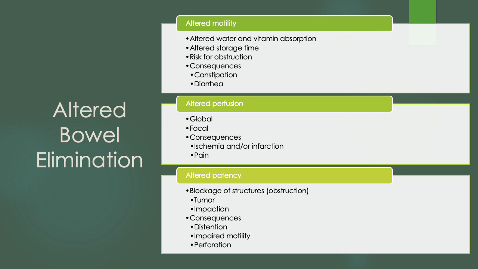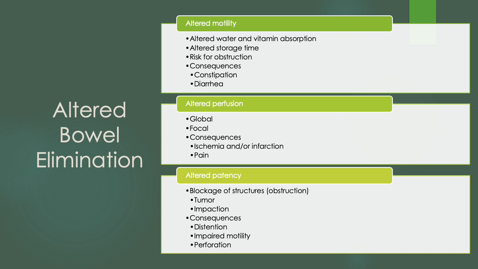As far as altered perfusion, you can have this in a global effect where it affects the whole GI tract, or you can have focal effects where it's just one section of it. And the consequences are ischemia and or infarction. When we talk about ischemia, this is actual tissue damage to the GI tract, and normally this presents itself as pain. Next, we have altered patency.